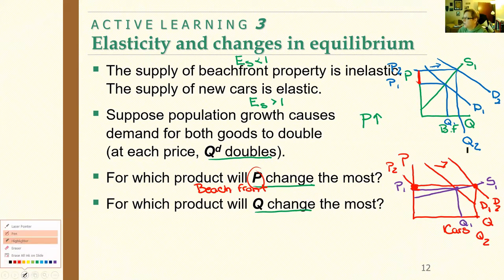For which one does the quantity change the most? So I'm going to look at this and say, okay, here was our quantity in beachfront and here's our quantity in cars. Going back and comparing the two, we know the quantity will change the most for cars.